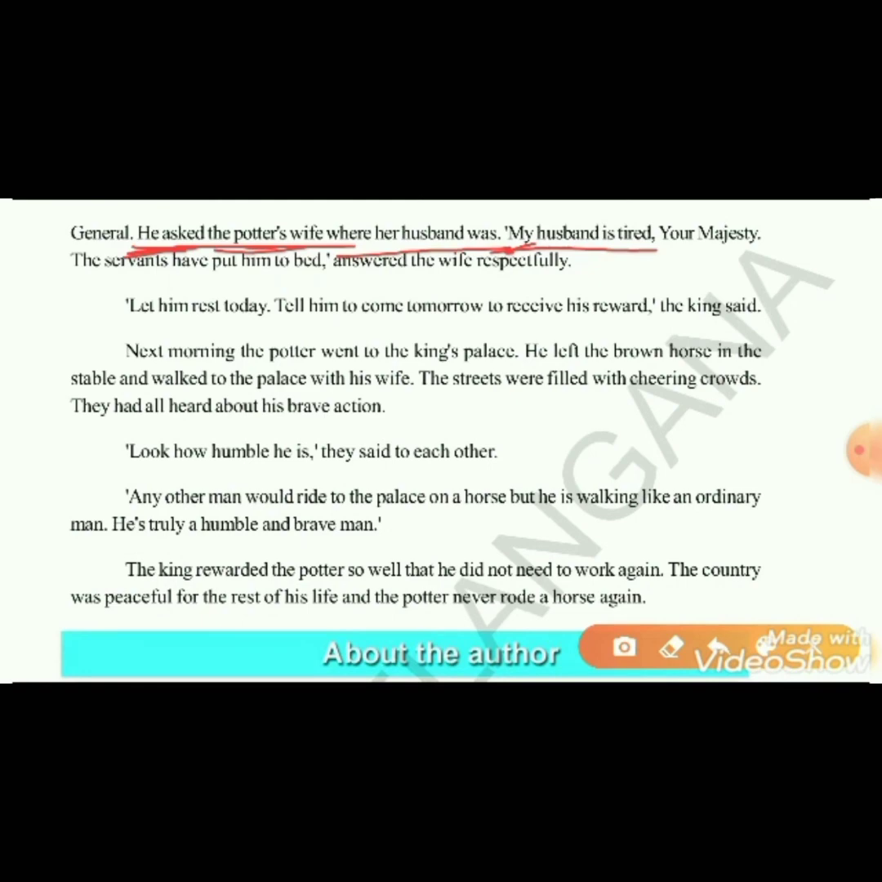Why was the general not able to go to the palace? Because he was very much tired. And so, as he was tired, what did he want to do? He wanted to take sufficient rest. Did the king disturb his rest?